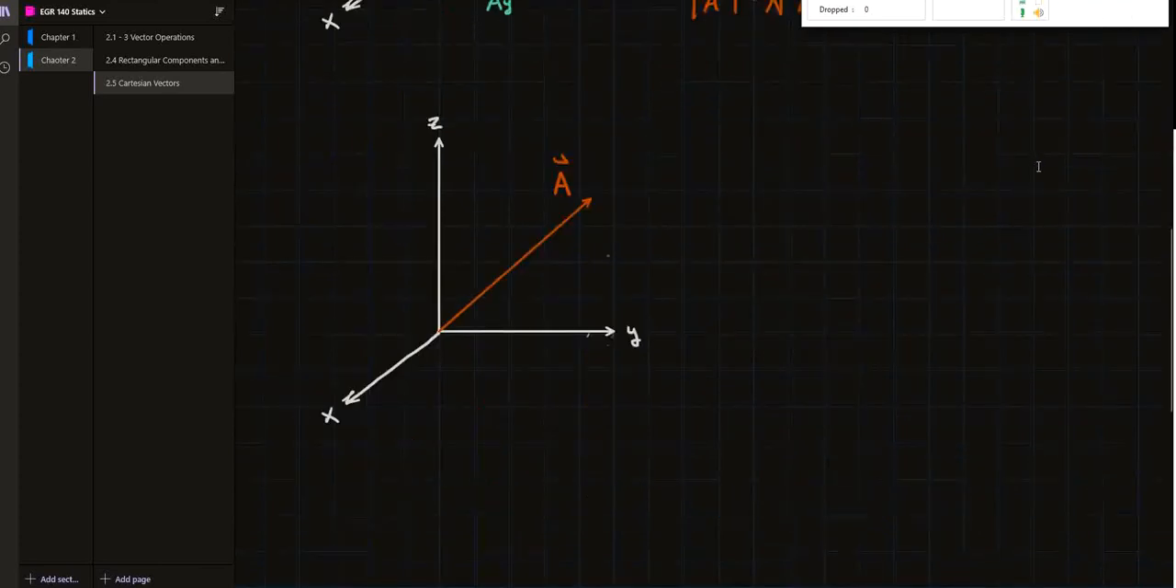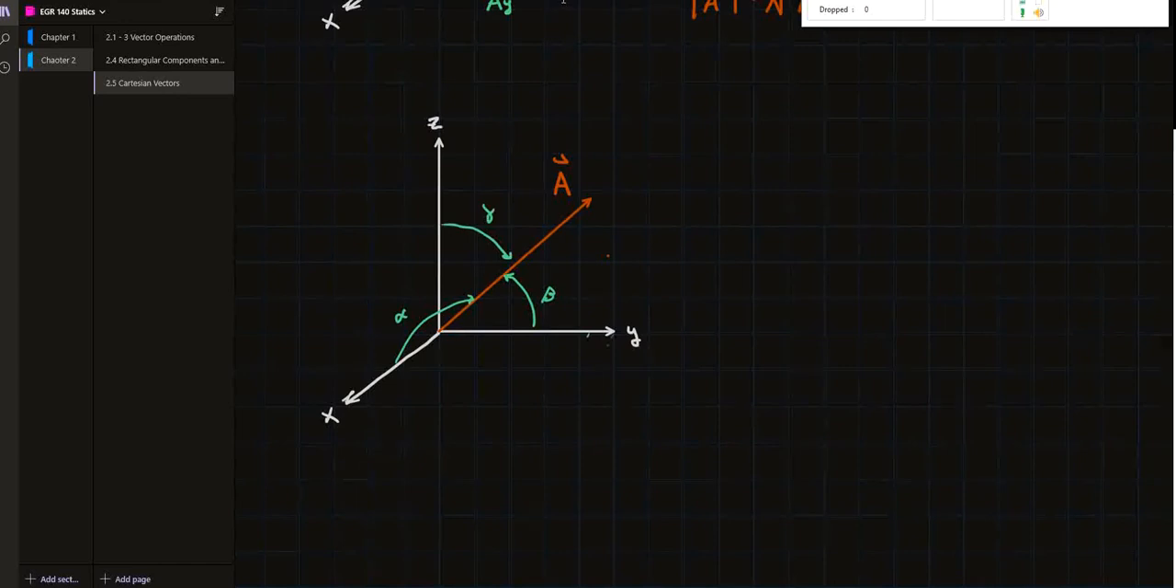So let's now pull off those components and look at our vector again with our Cartesian axes. And we can see that there's an angle between each of these axes and the vector. For example, the angle between the x-axis and our vector here is alpha. The angle between the y-axis and this we might call beta, and the angle between the z-axis and this we'll call gamma.